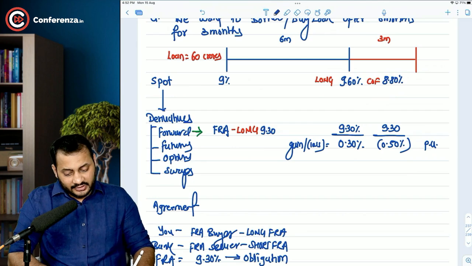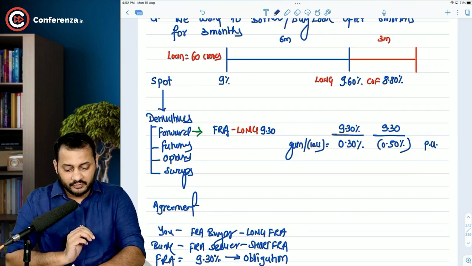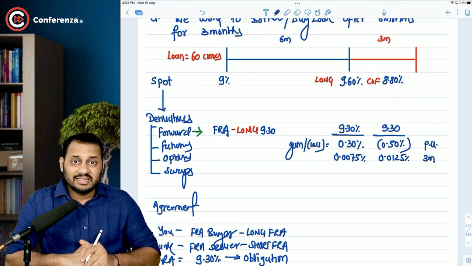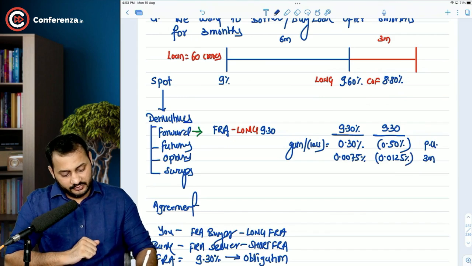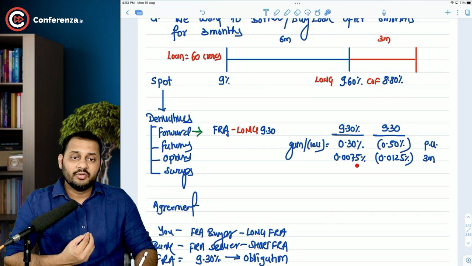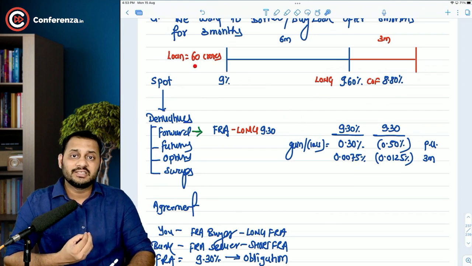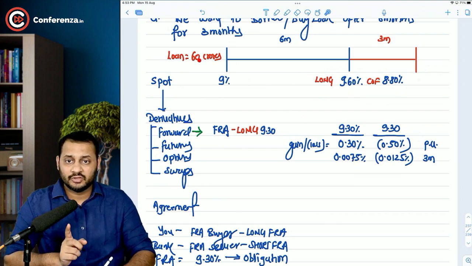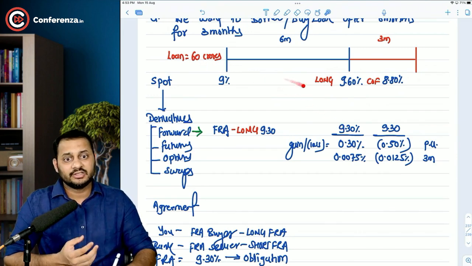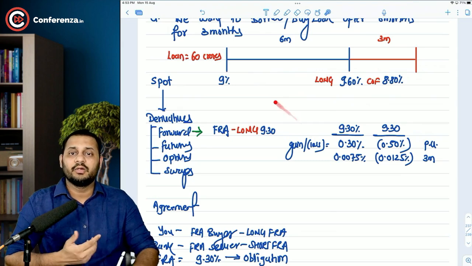So can I say that 0.30 divided by 12 into 3, that means 0.0075%, and 0.50 divided by 12 into 3, that is 0.0125%, is the gain or loss for 3 months. On which amount is it applicable? It is applicable on 60 crore, because 9.60 was all applicable on 60. 9.30% was also applicable on 60. So this gain or loss will also be applicable on 60 crore.